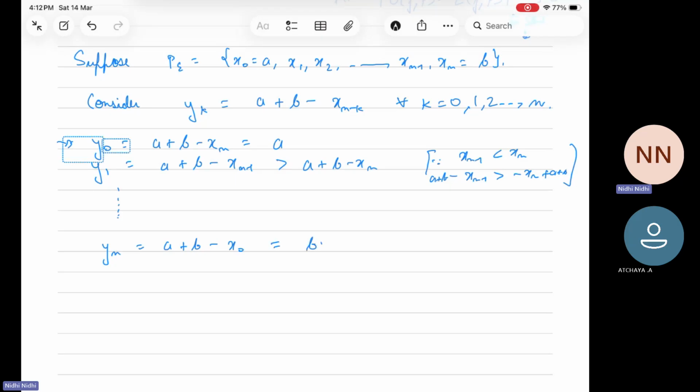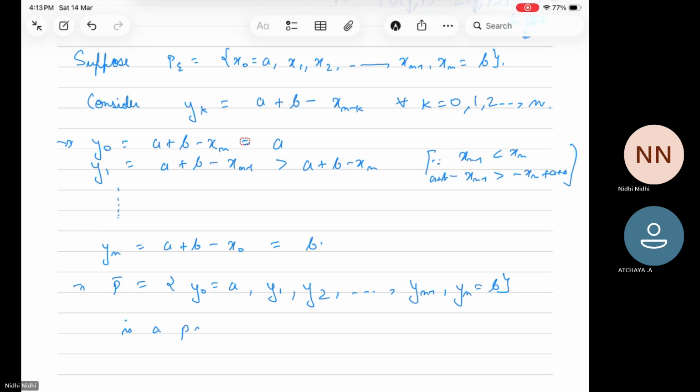This is just b. So P bar, which is equal to y0 = a, y1, y2, and so on up till y_{n-1}, y_n equals b, is a partition of closed interval [a,b]. And we will show that corresponding to this partition, U(f_{c,t}, P bar) minus L(f_{c,t}, P bar) will be less than epsilon.